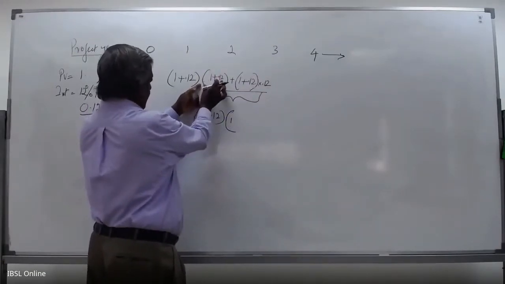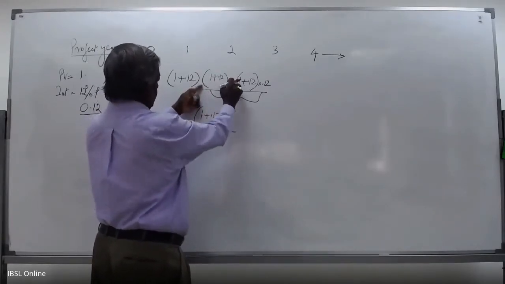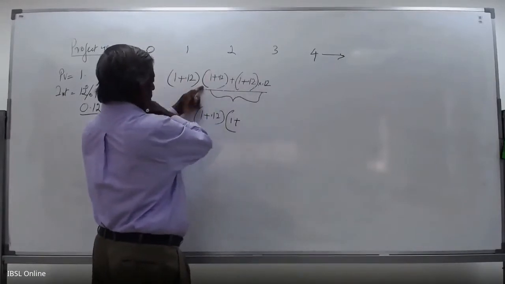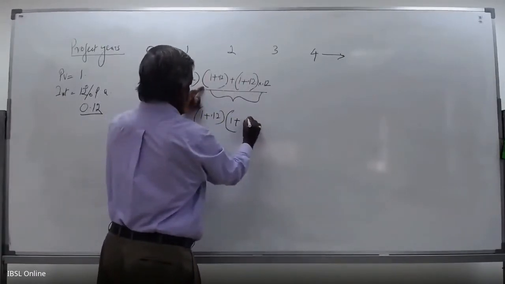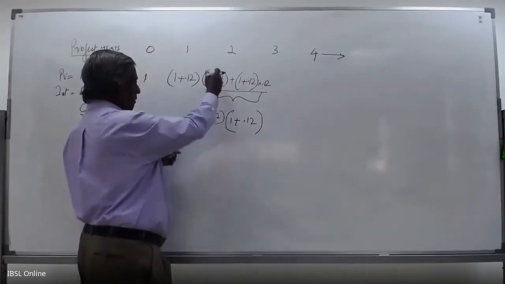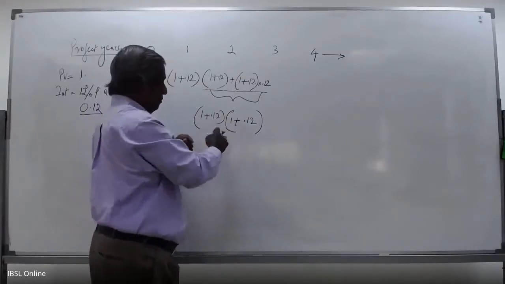So if you take 1 plus 0.12 out, 1 will be there. Then this plus will be there. 1 plus 0.12 you have taken out. So 0.12 bracket close. So this will become 1 plus 0.12 into 1 plus 0.12.